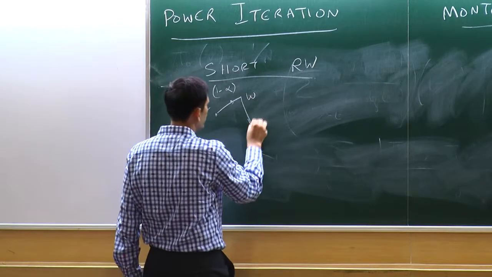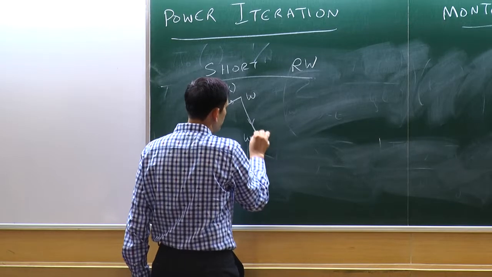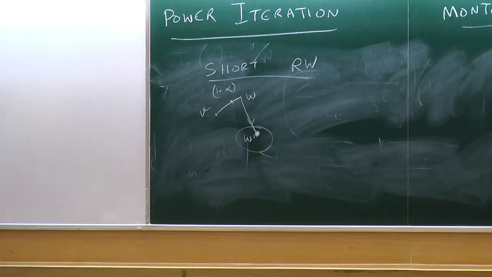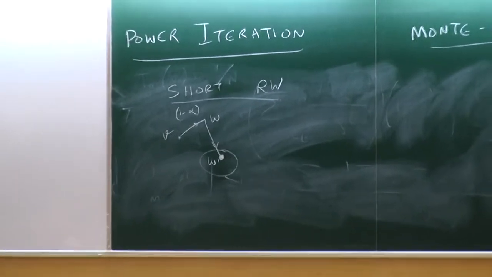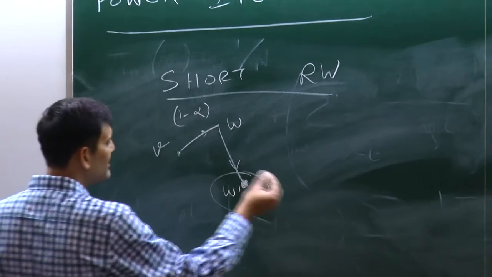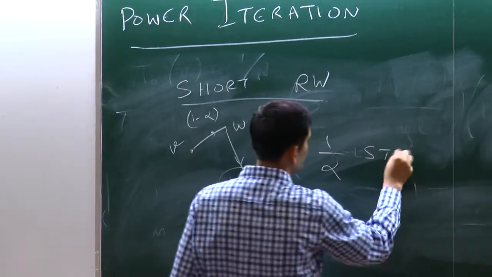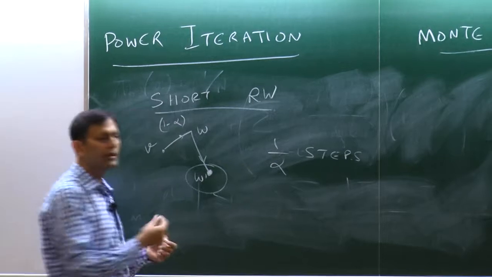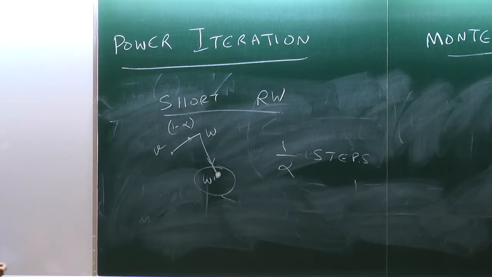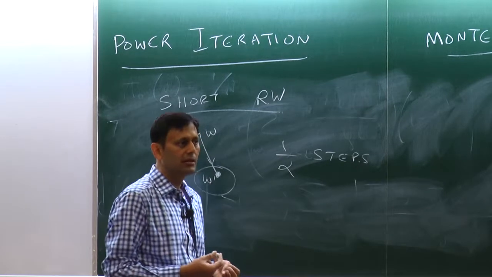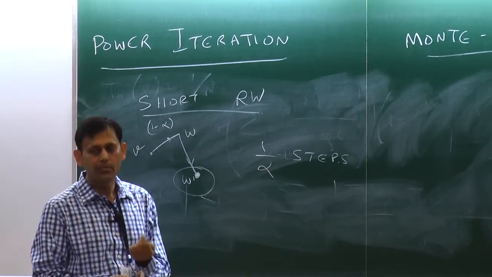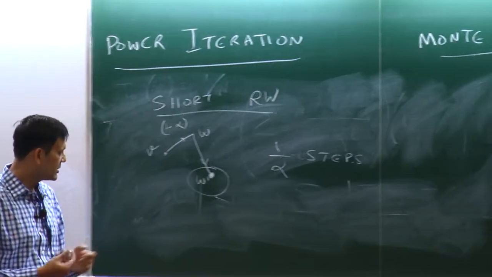So it'll keep going. Maybe from W, it'll go to W prime. Maybe it'll stop at W prime. This W prime is what you return as a sample. Wherever the random walk stops is the node that you return as a sample, not the entire path of the walk, but just the final node. Okay? And so this takes roughly 1 over alpha steps. And in 1 over alpha steps, you get a random sample from the PageRank stationary distribution. So it takes 1 over alpha steps, or one short random walk, to get one sample from the stationary distribution.